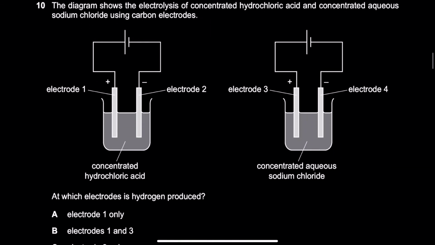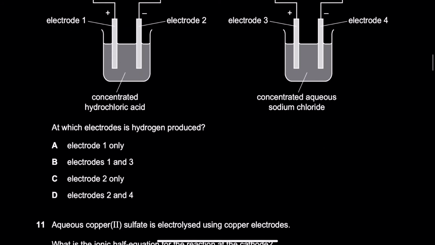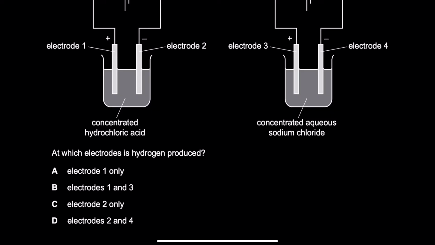The diagram shows the electrolysis of concentrated hydrochloric acid and concentrated aqueous sodium chloride. At which electrodes is hydrogen produced? So in concentrated hydrochloric acid, you have the H plus ion, the OH minus ion from the water. And since it's hydrochloric, you'll also have the chloride ion. So again, at electrode number 2, because this is the cathode, it's negatively charged, it'll attract this H plus towards itself. 2 H pluses will go together, gain 2 electrons, and become hydrogen. So obviously hydrogen is produced at electrode 2 right here.